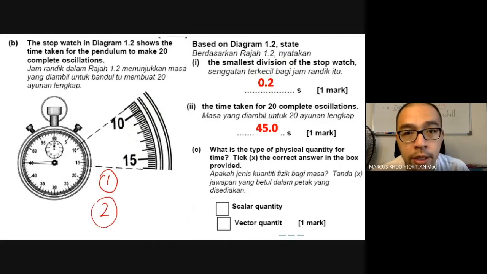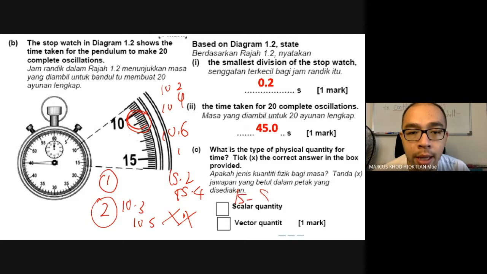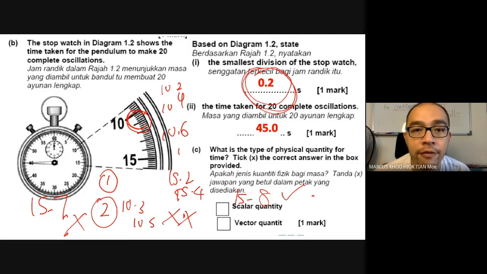Number two, if your smallest division is 0.2, you cannot get this kind of answer, 10.3, 10.5. It cannot be shown over here. So your answer must be 10.2, 10.4, 10.6, and so on and so forth. 15.2, 15.4, okay, 15.8, all these can. But if you write your answer 15.7, cannot. Why? Because your smallest division is 0.2. 0.2 means you cannot have a 0.1 or 0.3 kind of answer.